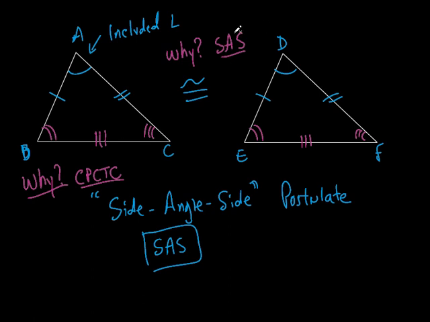Side angle side is a reason why a triangle is congruent. CPCTC is why the corresponding parts are equal to each other. Why are the two angles equal? Because they're corresponding parts. Why are these two segments equal? Because they're corresponding parts. Why is angle C equal to angle F? Because they are corresponding parts. Why are the triangles congruent to each other? Because of side angle side. We don't say SAS, we say side angle side. Okay? Does that make any sense at all?